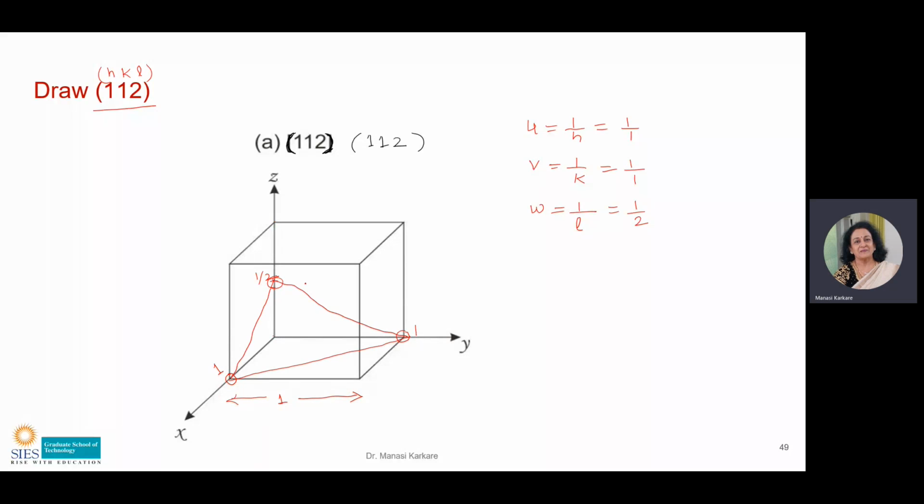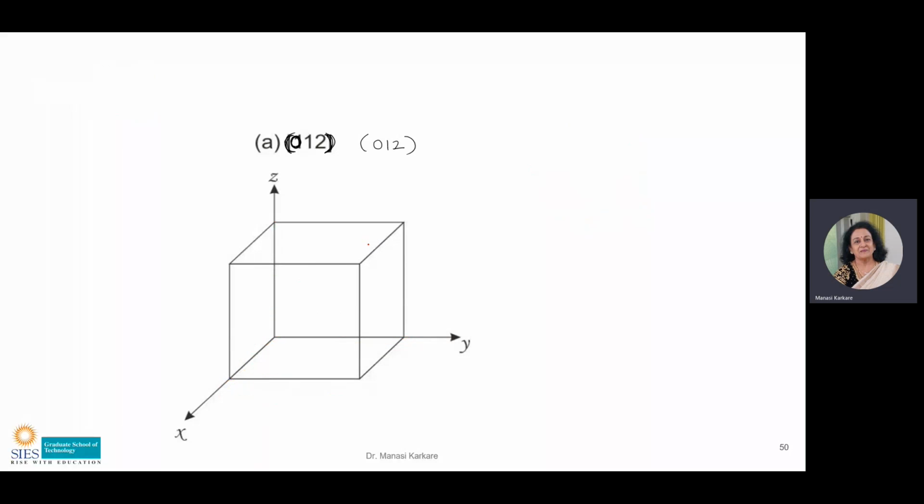Now you can draw the plane with a scale, so lines will be straight. And then you have to shade the plane. So this is your plane 1, 1, 2. Now let us do one more. We are going to draw a plane 0, 1, 2.